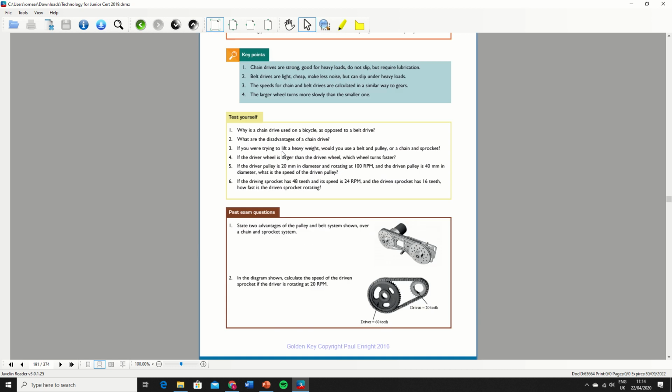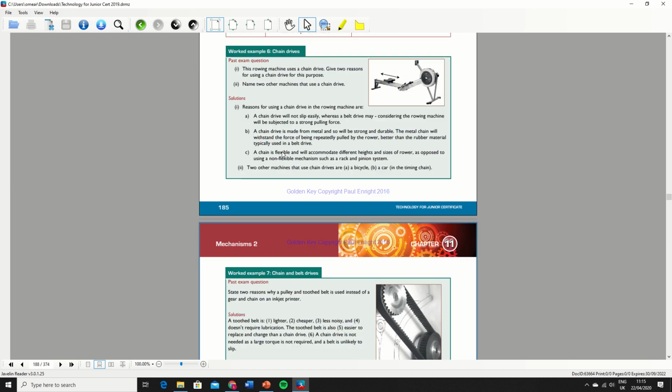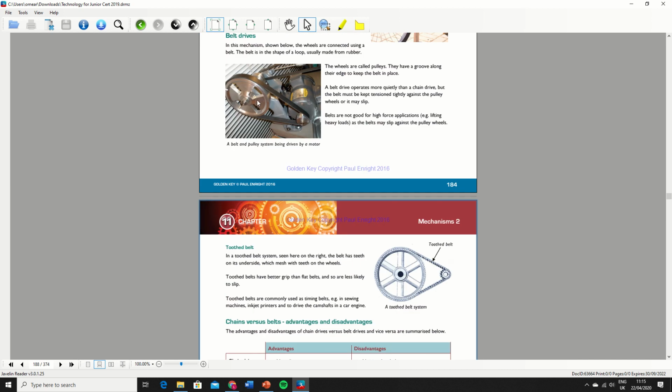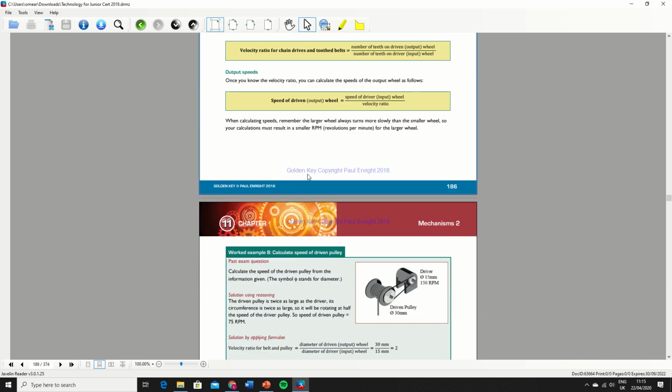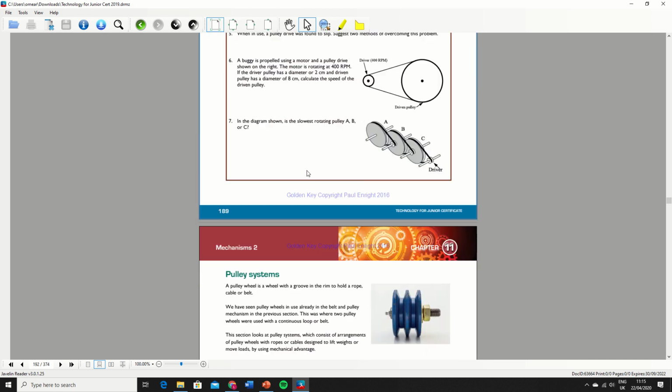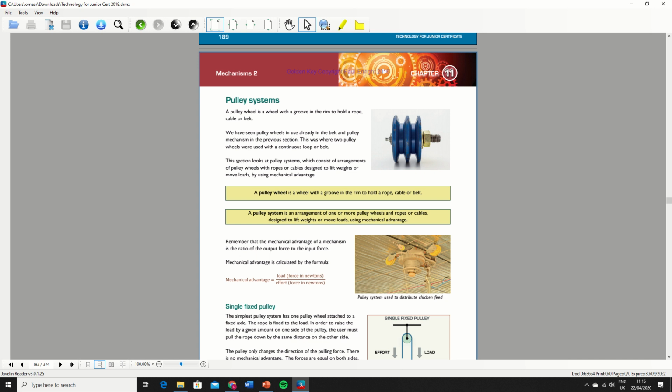So we'll go back up here. I'll show you a picture of that exactly. You can see here you have your 2 pulleys. So one pulley here, and you have a belt, and it's in a continuous loop. So it goes round and around. Come back down here. So this section looks at pulley systems which consist of arrangements of pulley wheels with ropes or cables designed to lift weights or move loads by using mechanical advantage. So that's kind of an introduction to what a pulley system is.